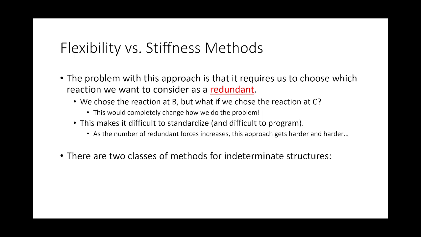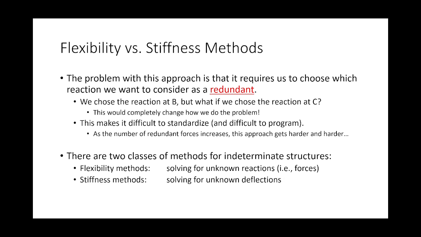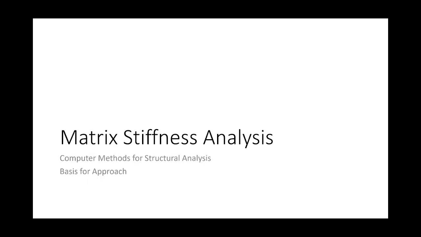There are 2 classes of methods that we see in indeterminate structural analysis. One of them is a flexibility method, where the goal is to solve for an unknown reaction or an unknown force. The flip side to that is what's called a stiffness method. And in stiffness methods, the primary unknowns are the deformations, the displacements. And that is much easier to standardize when you're writing a program.